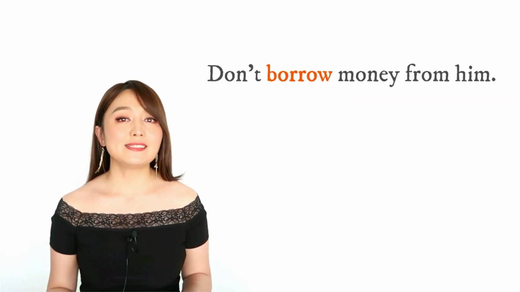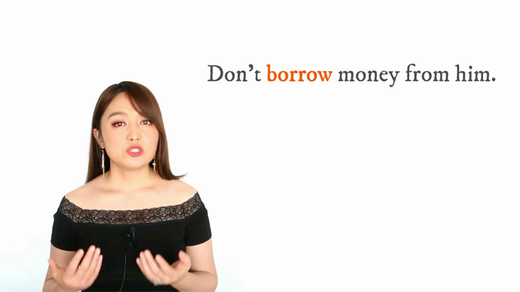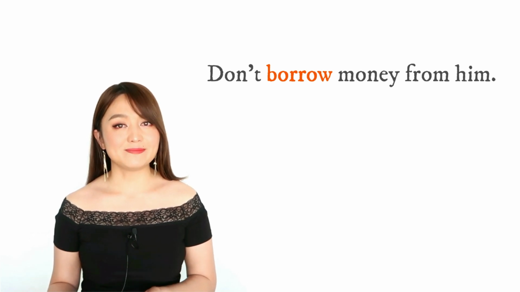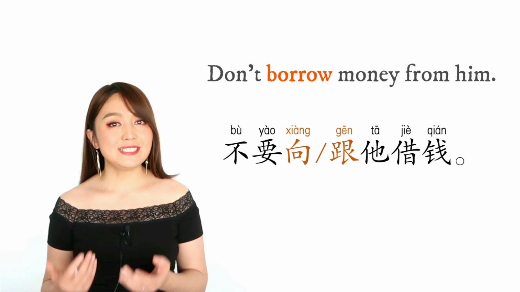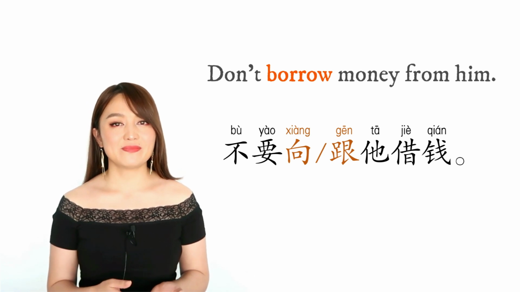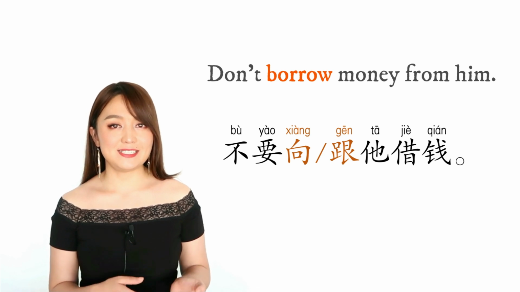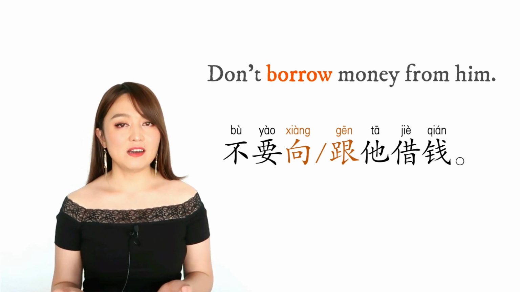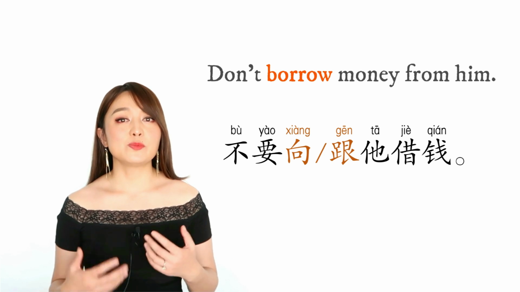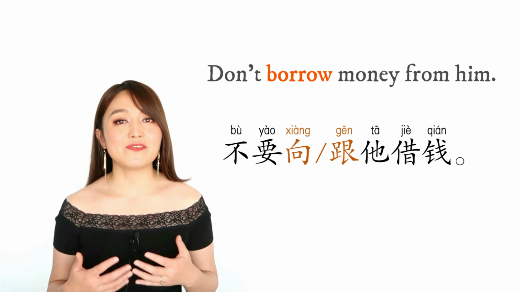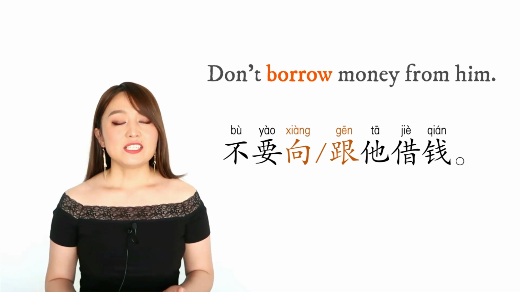But don't worry, Chinese is a developed language. In these kinds of situations, we have solutions to express the precise meaning. We just need to add some prepositions. To say, don't borrow money from him, it's 不要向他借钱 or 不要跟他借钱. Here, 向 or 跟 are the prepositions that make the sentence very precise.